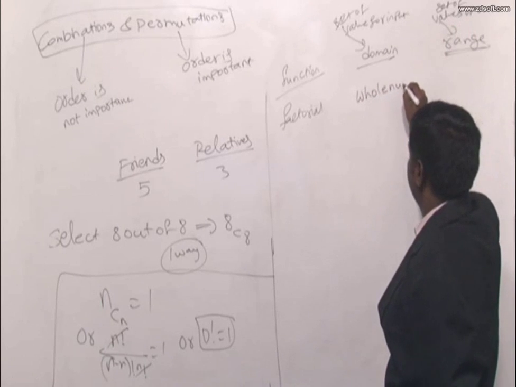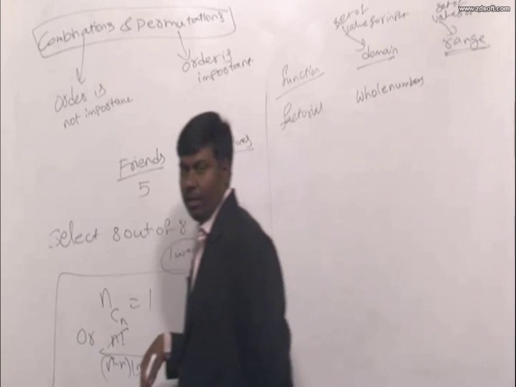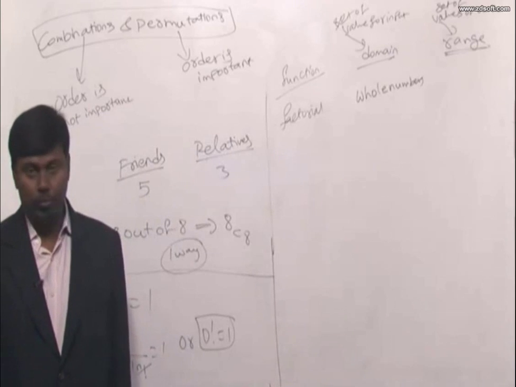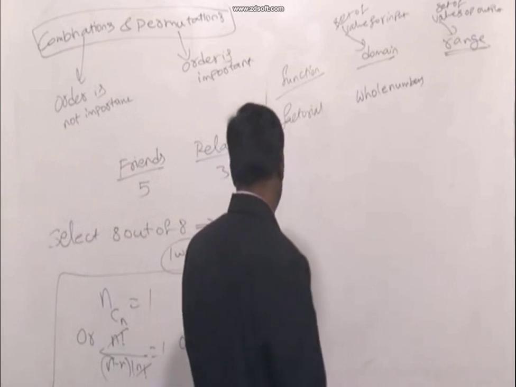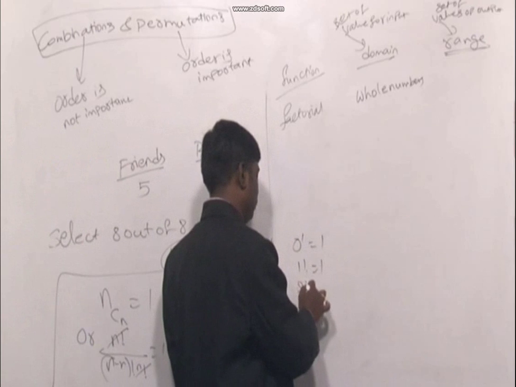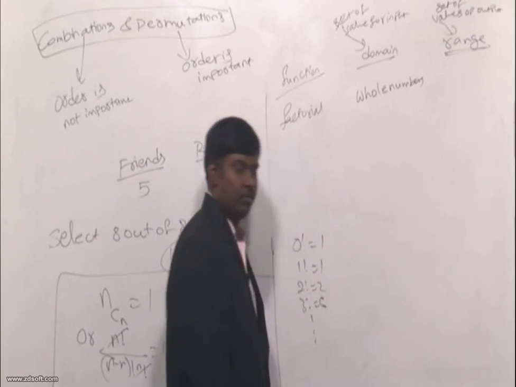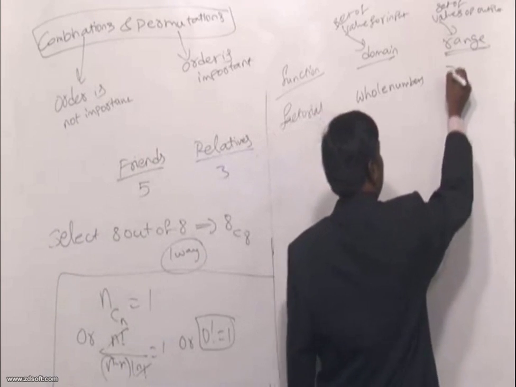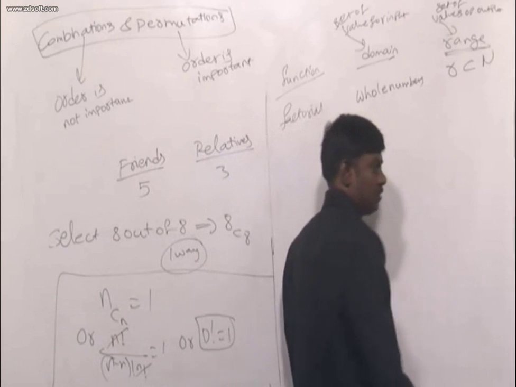Whole numbers. 0, 1, 2, 3, 4, n. Any whole number can be considered as an input. What is the output? We have considered 0 factorial is equal to 1, 1 factorial is equal to 1, 2 factorial is equal to 2, 3 factorial is equal to 6, so on. Right? It is a set of natural numbers, right? So range, if you say R, it is a set of natural numbers. It is a subset.